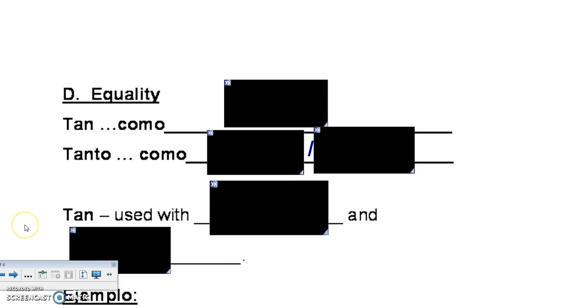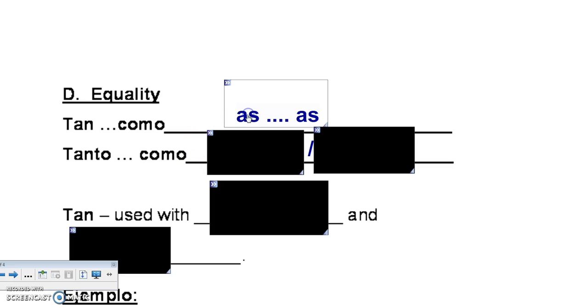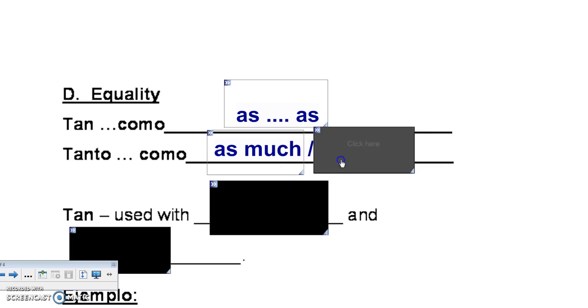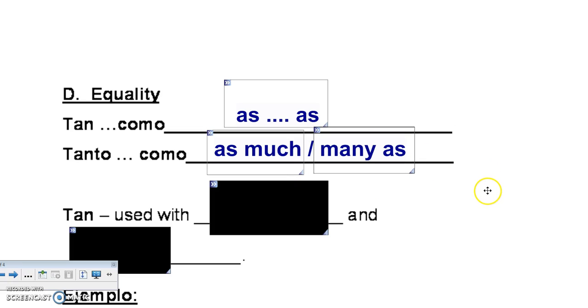Okay, and lastly, letter D is to show that two things are sort of equal. We have two different ways of doing that. You have tan como and you have tanto como. Tan como is going to be as something as, like Will runs as fast as Jameson. Tanto como is going to be as much or as many as, like Brittany makes as much money as Lauren.